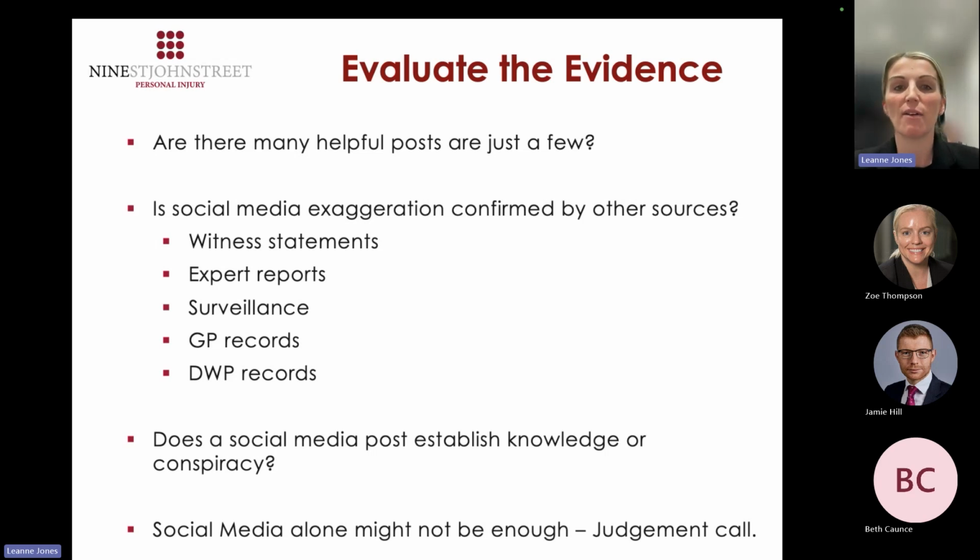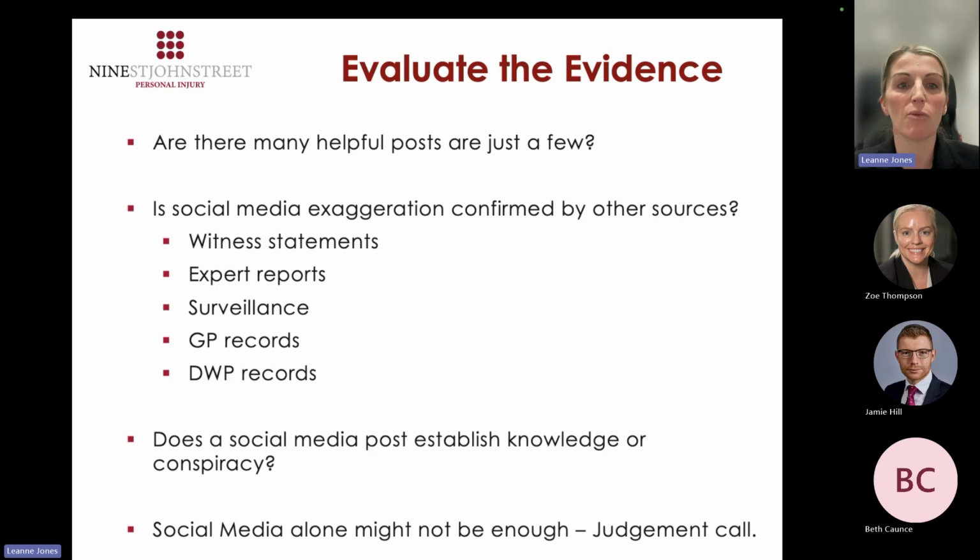My final slide is to evaluate the evidence. Now, I've already touched upon this, but if there are just a few posts and they're perhaps just photographs that can be explained away, that's not going to be massively helpful. It's going to be a judgment call as to whether the social media evidence alone is enough, or whether the surveillance backs it up, or whether taken as a whole, a claimant might, for example, have numerous social media platforms, and you've got a whole host of evidence from those which clearly shows that he or she is lying. So it is a judgment call.